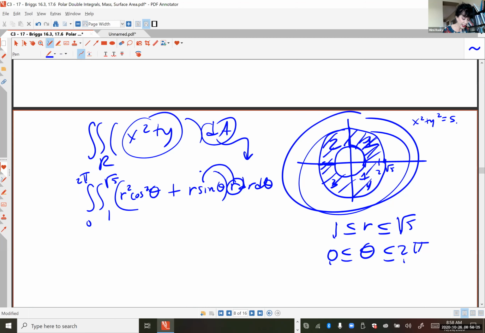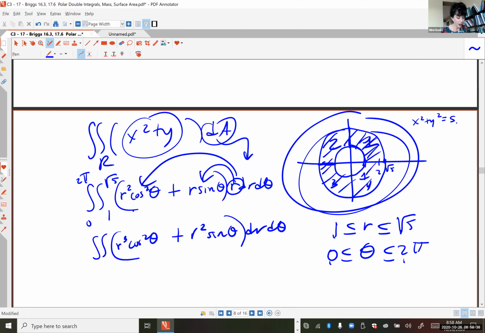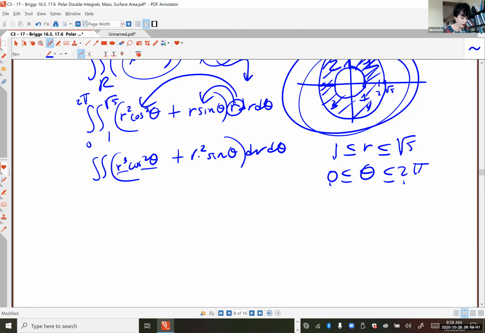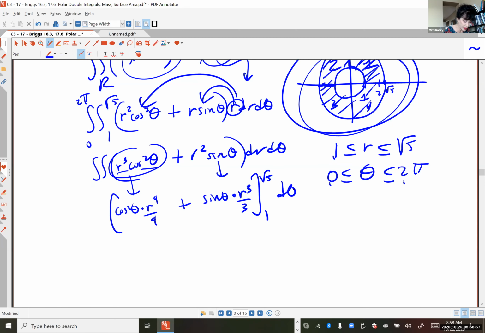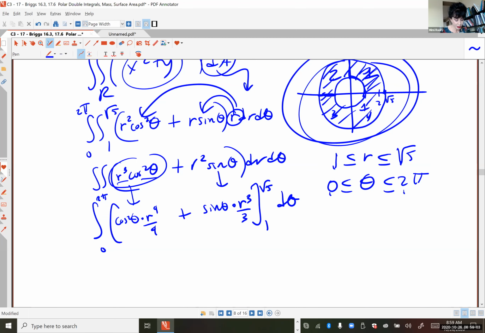Okay, first up, do not integrate until you have distributed your R. Okay, so you're going to have R cubed cos squared theta plus R squared sine theta. Now you're ready to integrate with respect to R. No problem because you're going to hold theta constant. So this term, put the cos squared theta in front, you're going to have R to the 4th over 4. And then this term, put the sine theta in front just so it's easier to read. The antiderivative of R squared is R cubed over 3. And then you're going to evaluate this between 1 and square root of 5, which is not going to be fun because it's just going to be a little bit kind of messy.